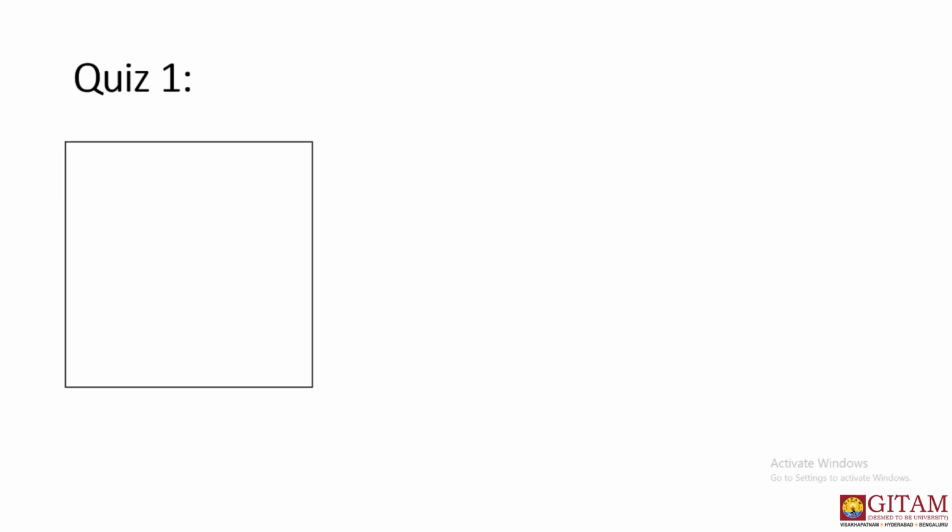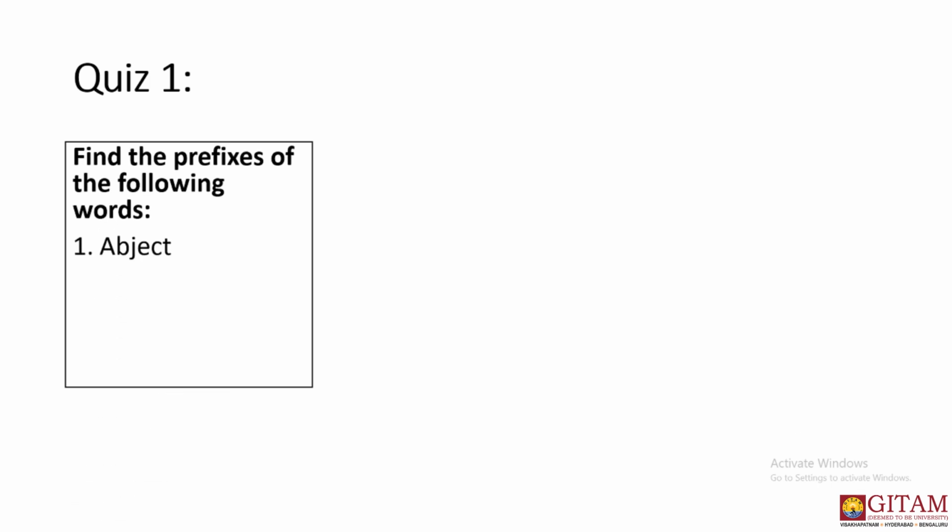To begin with, I would like to invite you to take this quiz. What is this quiz all about? You have to identify prefixes of these words. Can you? If you look at these words, all these words have prefixes. What are they? The prefix of the first word is ab, and the prefix of the second word is re, and con, and d.